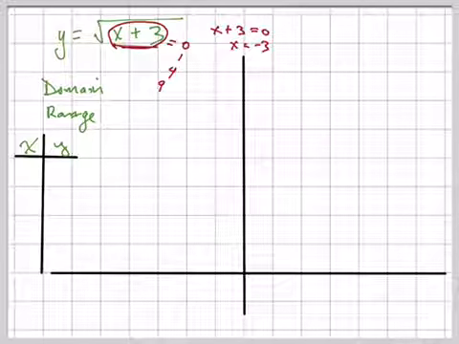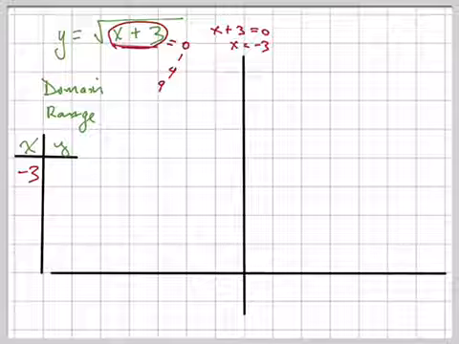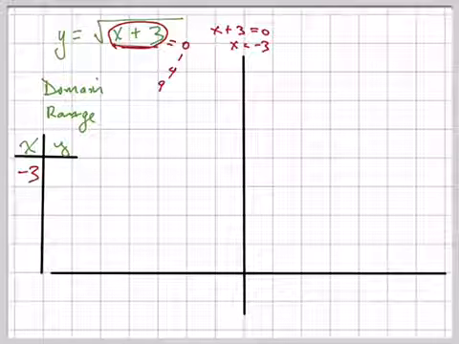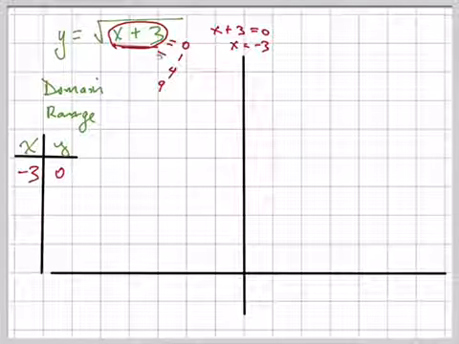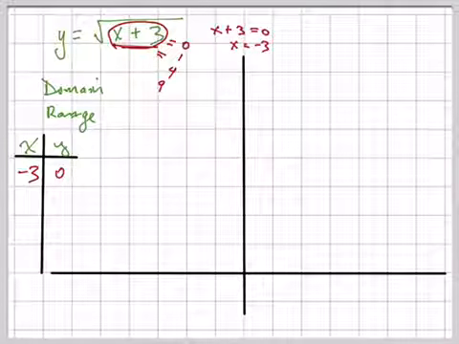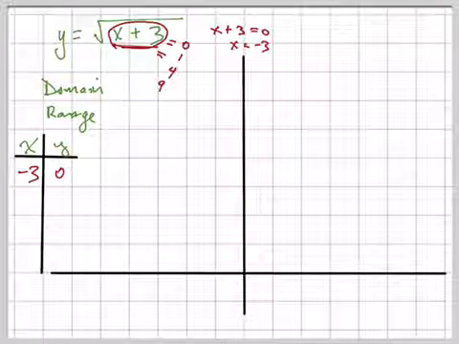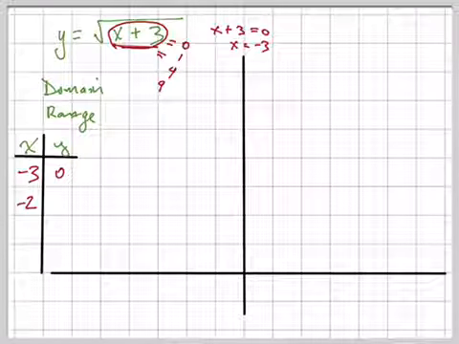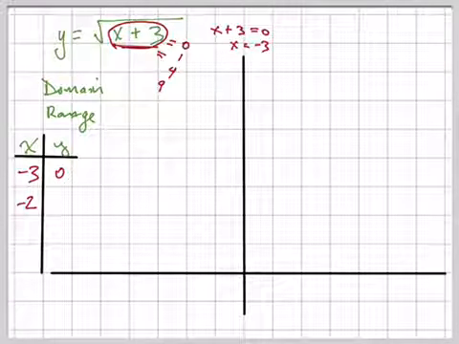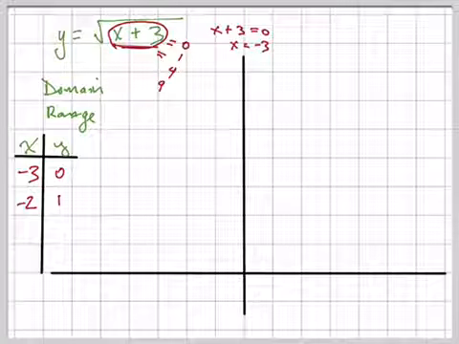What does x have to be? -3. Good, so let's make that our first thing. And if x is -3, what's y? 0. It's the square root of 0, which is 0. Good. Let's do the next one. I want x plus 3 to be equal to 1. So what should I make x? -2. And if x is -2, then it's the square root of 1, which is just 1.